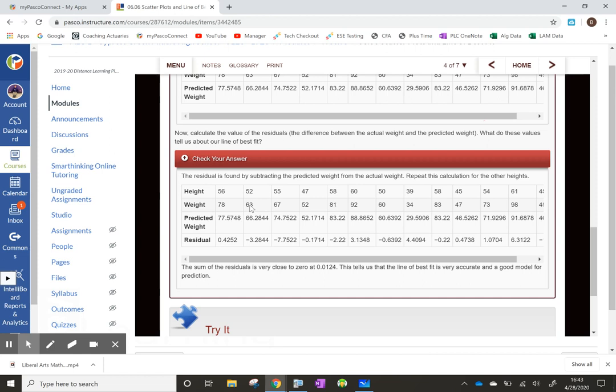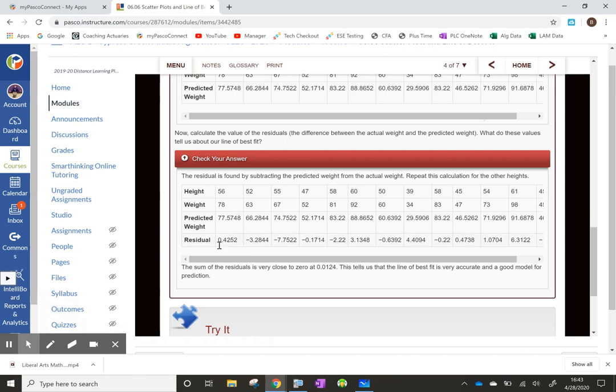So you do that for each of these. 63 minus 66, of course, that's going to give you a negative residual. 67 minus 74.7522, that also gives you another negative residual, right? These residual values are just the actual weights subtracting the predicted equation weights.